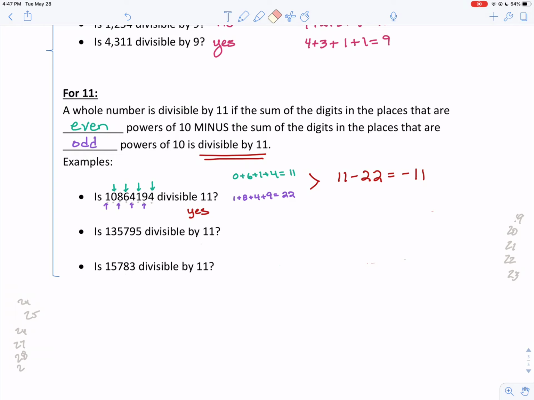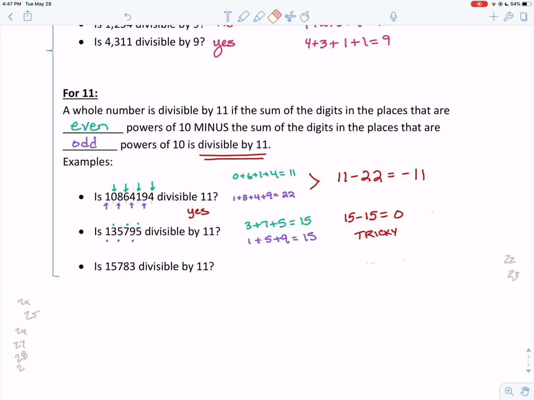Again, we're going to skip every other one, so let's just look at the green ones. 5 plus 7 plus 3. That's going to give me 15. And now we'll do every other one, the purple ones. 1 plus 5 plus 9, that gives me 15. So now I'm going to subtract them. 15 minus 15 gives me 0.